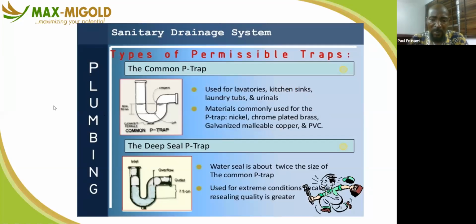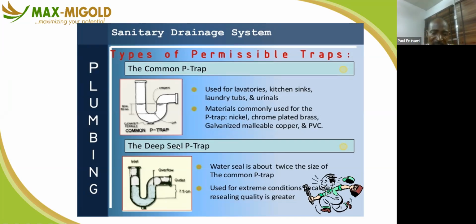Then these are all types of traps you can have in your plumbing network. This is a common one. You can see something like this in your kitchen. This is used for lavatories, kitchen sinks, laundry tubs, and urinals. The advantage of it is that you can easily open the trap, clean the interior, and install it back. And it always retains water. The reason why there is always retention of water is that it prevents what we call backflow of odor. At the same time, it keeps the entire area of that trap wet all the time.